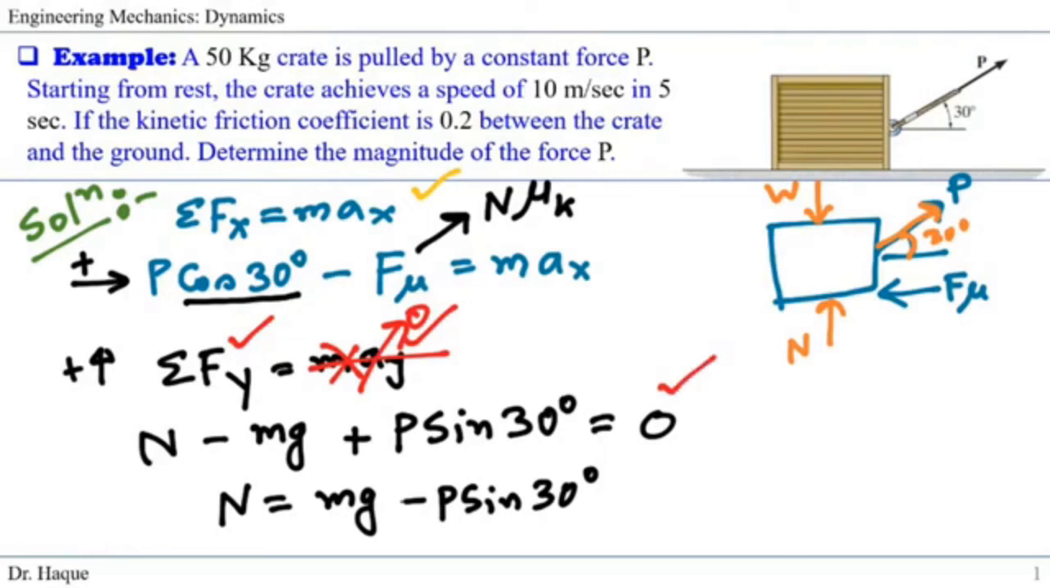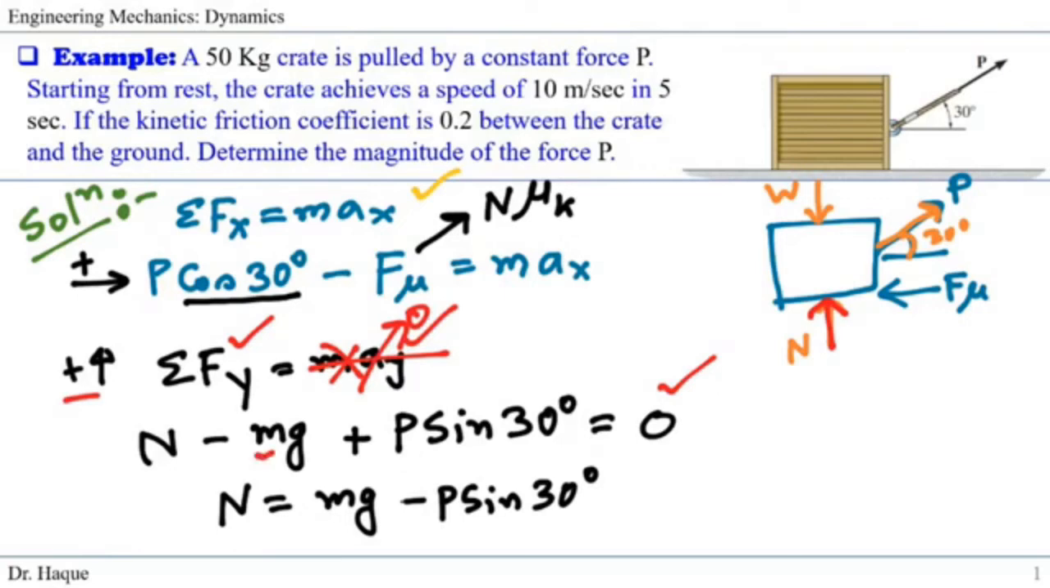What are the forces acting in y direction? If we look at our free body diagram, how many forces are acting in y direction? There are 3 forces. Normal force is acting upward, and we take upward force as positive, like rightward was positive before. Weight is acting downward, and we know weight is mass into acceleration, so mg.